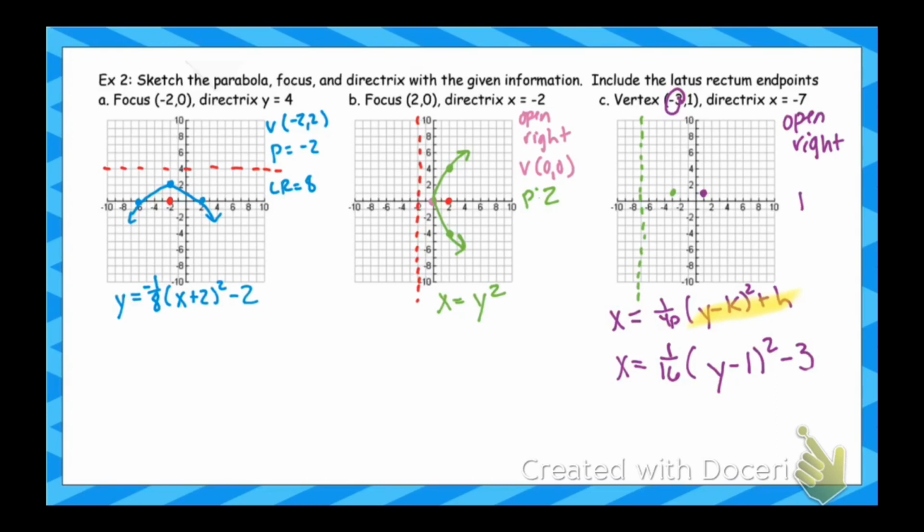All right, since my p-value is 4, I'm going to move 8 in both directions from my focus to get these other 2 endpoints. And then I have my parabola.